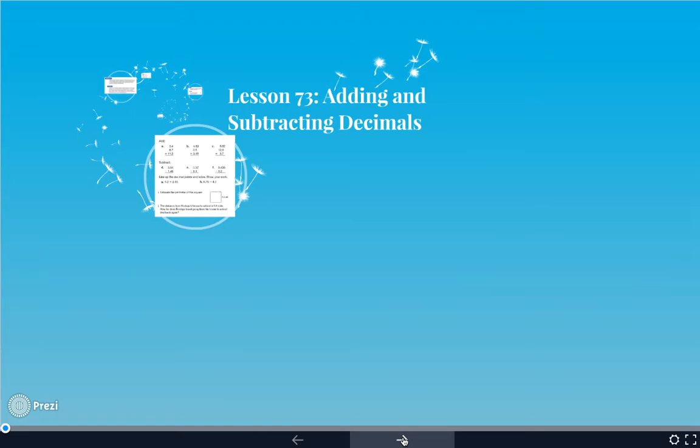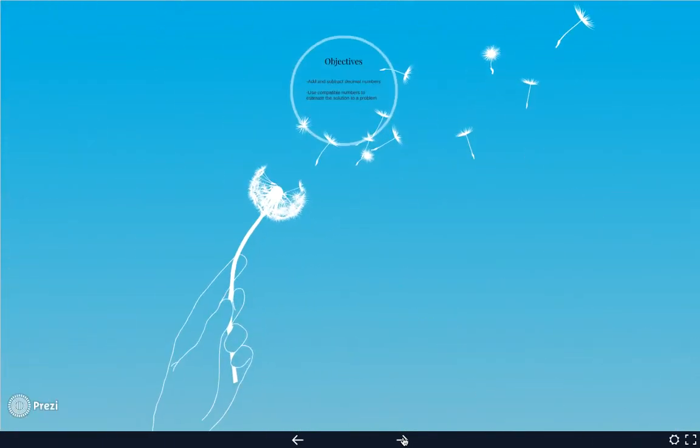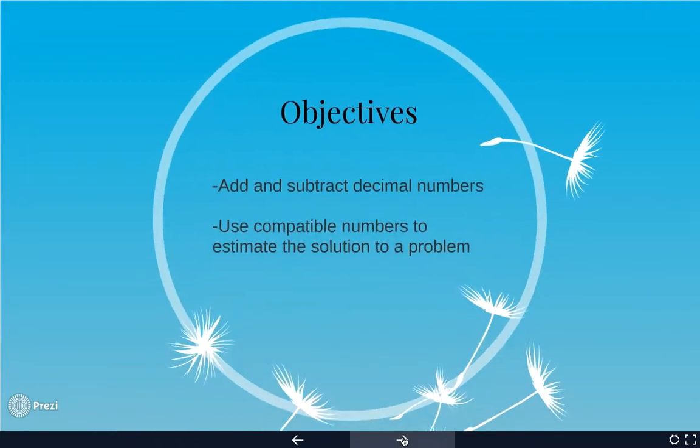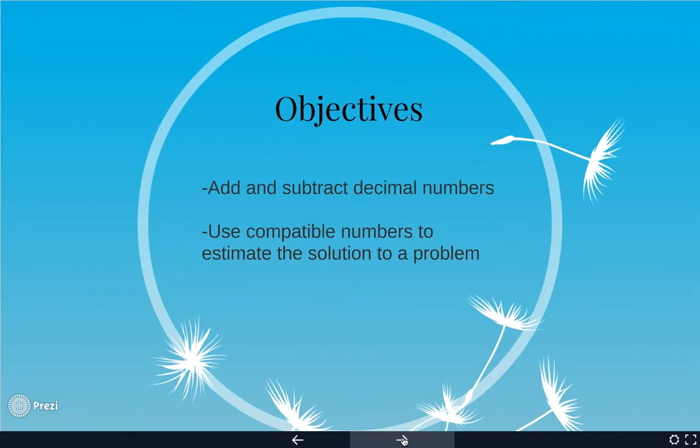Hello, everybody. All right, so our objective for today is to add and subtract decimal numbers, and use compatible numbers to estimate the solution to a problem.